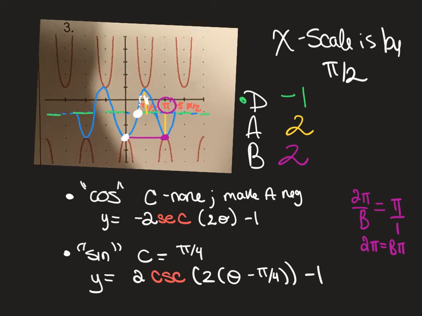So this is just like writing sine and cosine, only we have to take a step and replace the sine or cosine with the secant or cosecant. So let's try another one. Let's try number 4.